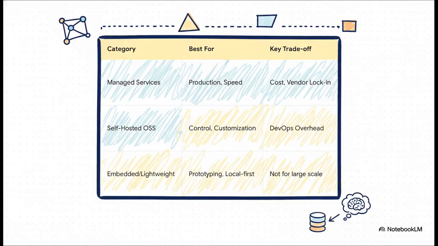So your choice here really comes down to one of three paths. First, you've got managed services. Think of these as the done-for-you option. They're incredibly fast, built for production, but yeah, they'll cost you. Second, you can go the self-hosted route. This gives you absolute control, which is great, but now you're the one who has to fix it when it breaks. And finally, for just getting your hands dirty, you've got embedded databases. These are perfect for prototyping, they run right on your laptop, and they're free. It all comes down to what you value most: speed, control, or just getting started.